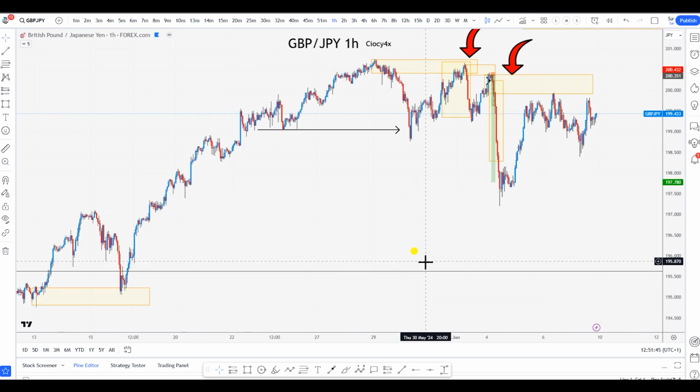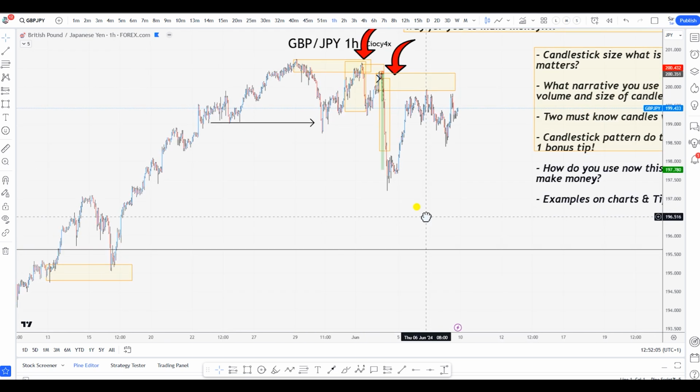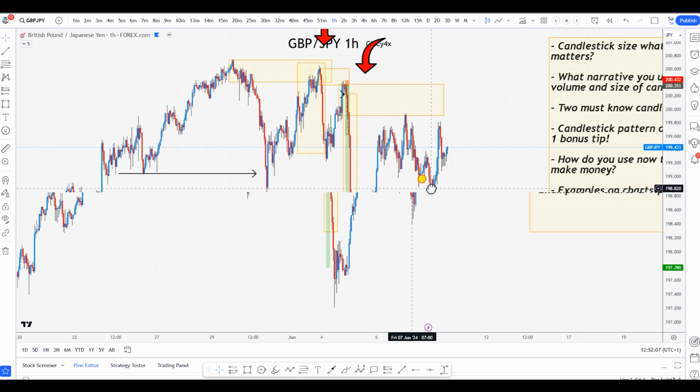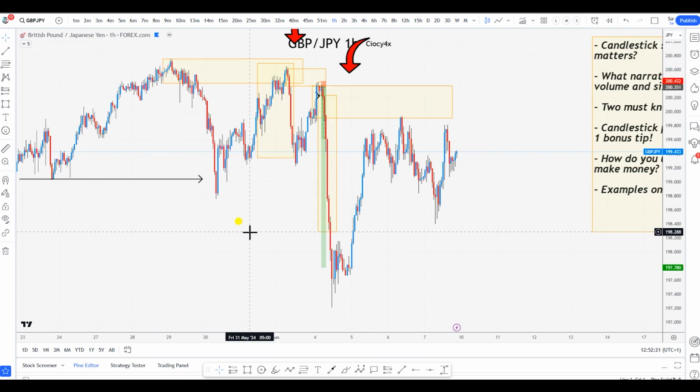So do you guys understand why knowing about the candlestick size and the narrative and the story is crucial? And this is something that I used to underestimate so much, so much. And now I'm providing all of this based on my experience literally for free.